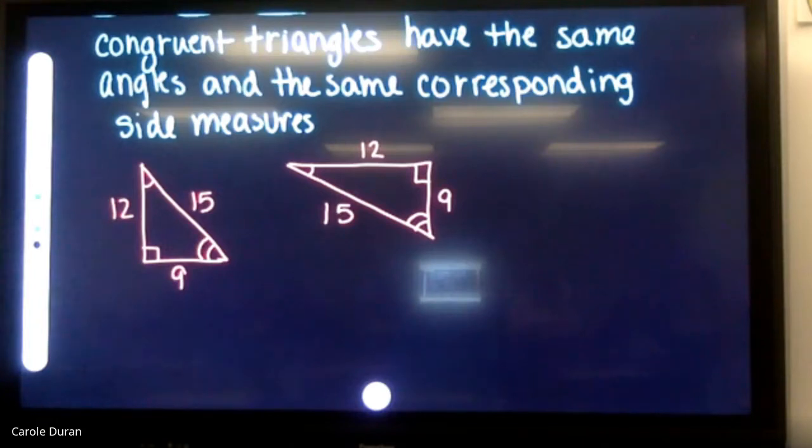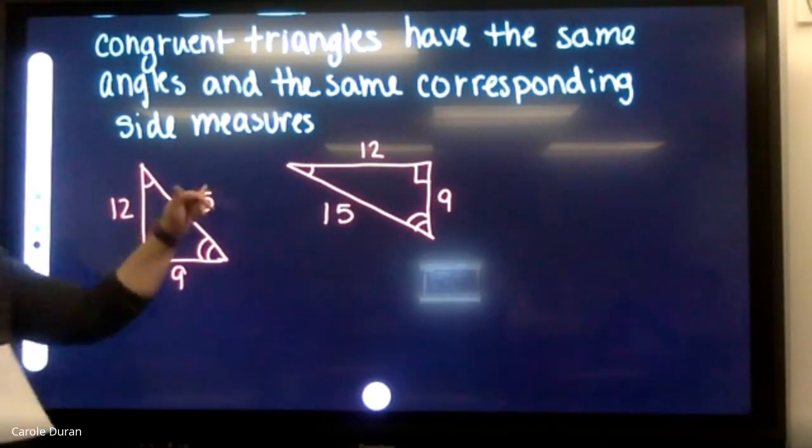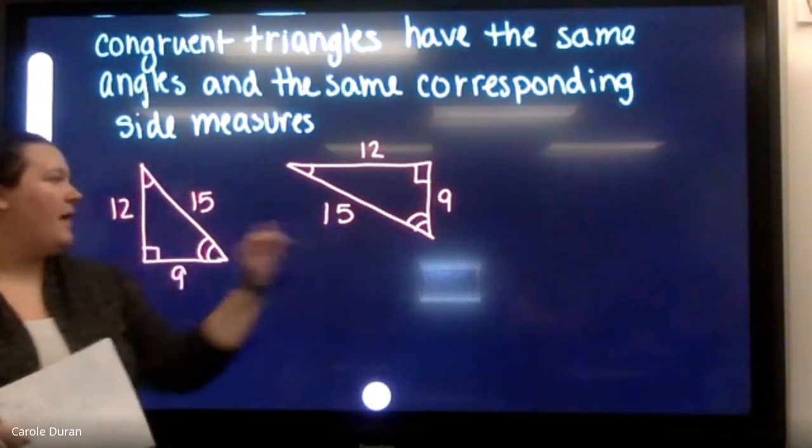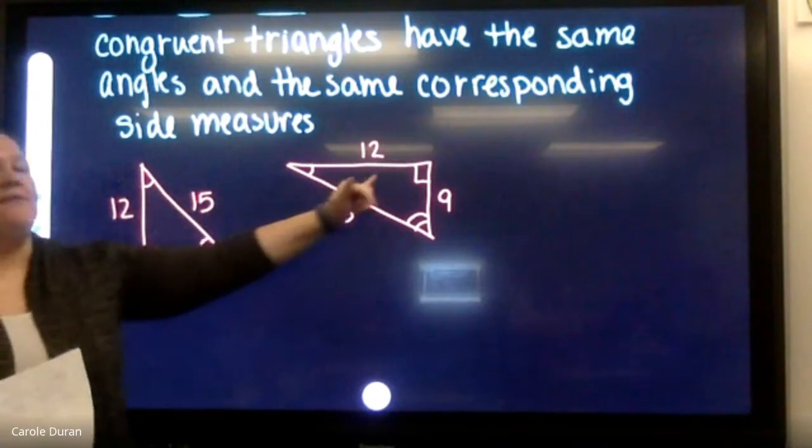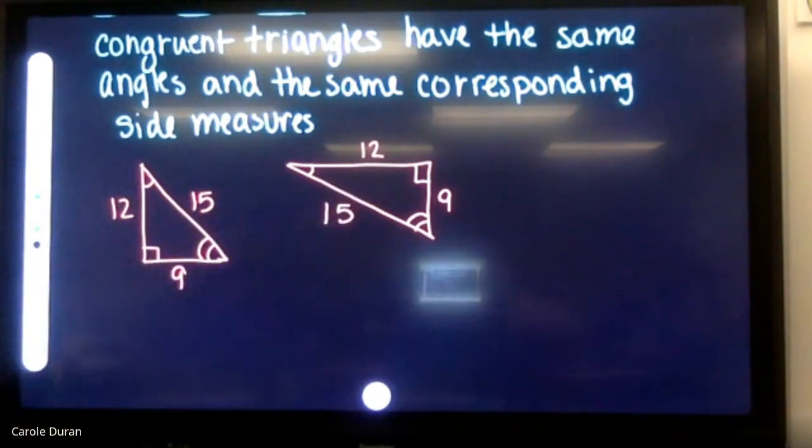So each of these has a hypotenuse of 15. Each of these has a longer leg of 12. Each of these has a shorter leg of 9. Where the 9 and the 15 meet, they have the same angle. Where the 12 and the 15 meet, they have the same angle. And they each have a right angle where the 12 and the 9 meet. So these are exactly the same. One is just turned to make it look different. Do not be fooled. Congruent means everything about them is the same except maybe for the way it's written or the direction of it being written.